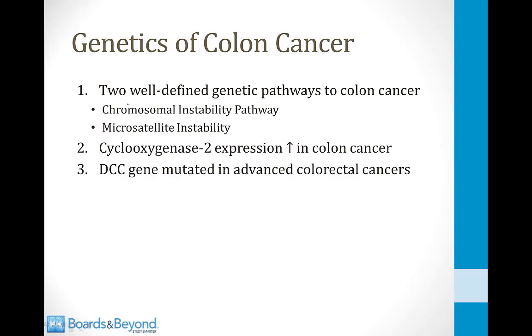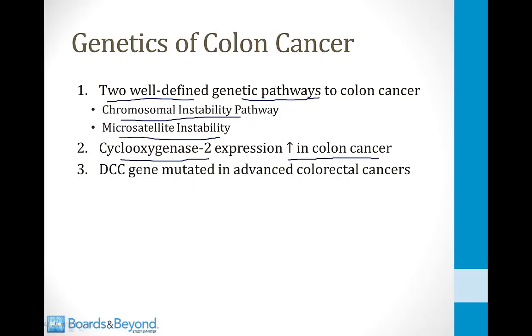The first thing you need to know is that there are 2 fairly well-defined genetic pathways that lead to colon cancer. The first one is called the chromosomal instability pathway, and the second one is called the microsatellite instability pathway. And we'll talk about both of these in the next few slides. The second thing you need to know is that cyclooxygenase 2 expression is increased in colon cancer. This is the basis for using aspirin to prevent colon cancer.